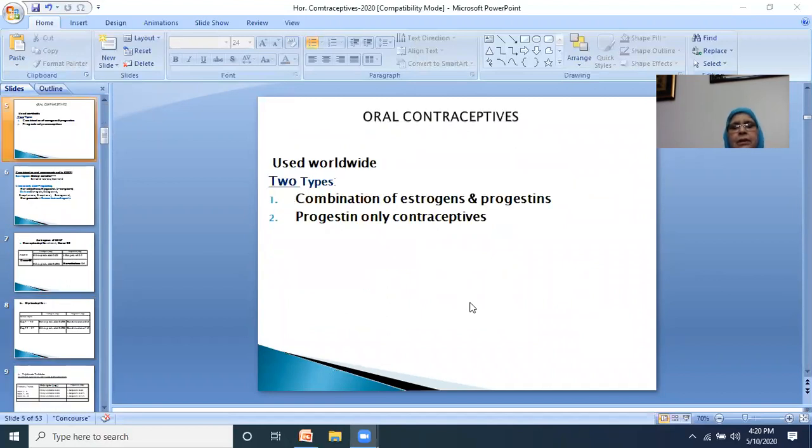The oral contraceptives are used worldwide and they are a reliable, affordable method of contraception. Two types: combination of estrogen and progestin, or combination oral contraceptives, and number 2, progestin only contraceptive, in which there is continuous administration of progestin only, no estrogens are given.